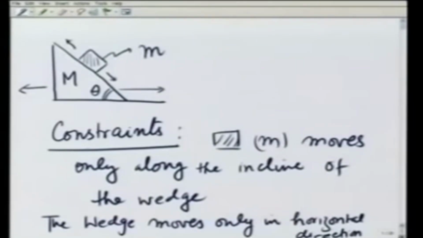So let us see what the forces of constraints are going to be. Obviously, the force between these two is the normal reaction on the block, let me call it N1, and the force that keeps the wedge on the ground is the normal reaction on it, N2.